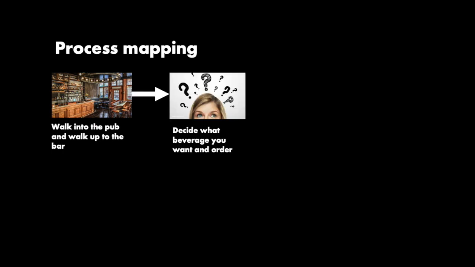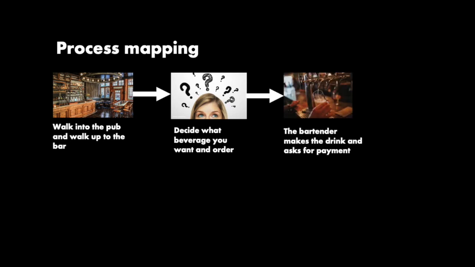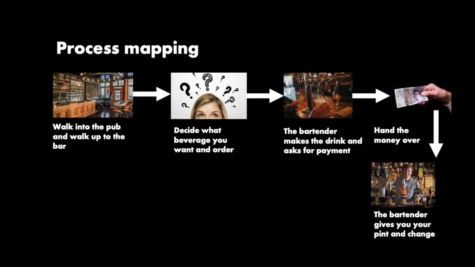So firstly, the process starts off by walking into the pub and up to the bar. Then you decide what beverage you want and order at the barman. After this, the bartender makes the drink and asks for payment. You hand over the money. He hands over the pint and gives you the change.